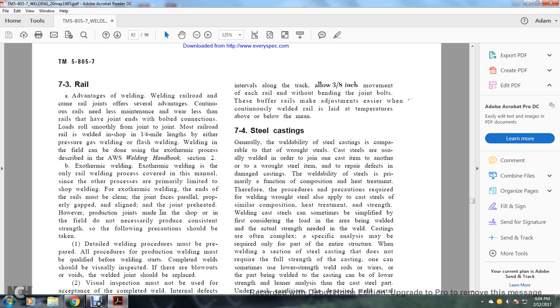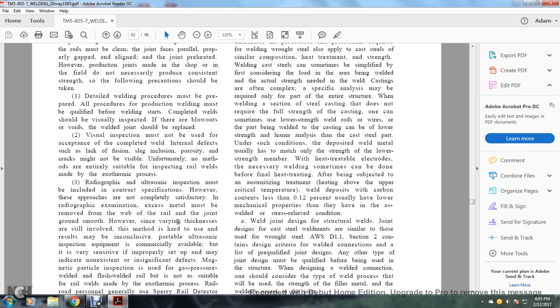However, production joints made in the shop or in the field do not necessarily produce consistent strength, so the following precautions should be taken. 1. Detailed welding procedures must be prepared. All procedures for production welding must be qualified before welding starts. 2. Each complete weld should be visually inspected. If there are any blowouts or voids, the welded joints should be replaced.